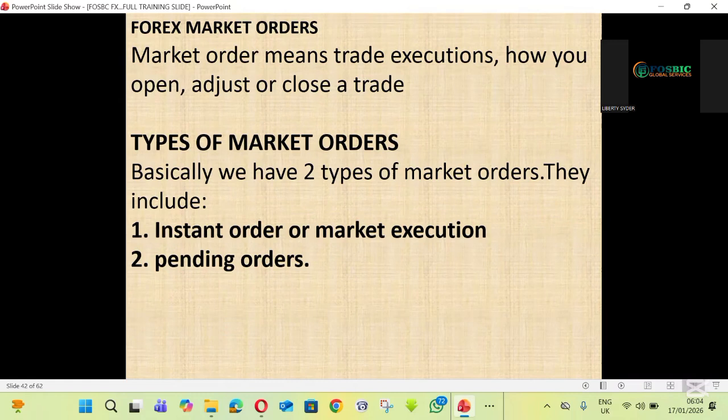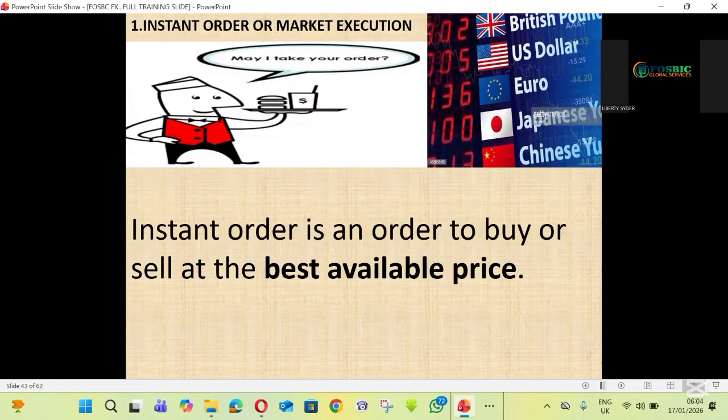Basically, we have 2 types of these orders. As a trader, there are 2 types of orders you can make use of in Forex trading. We have what we call instant order or market order, or you can still call it market execution. Then we have the second one, pending orders. These are the 2 types of trade orders we have. Let's take a look at each of them.